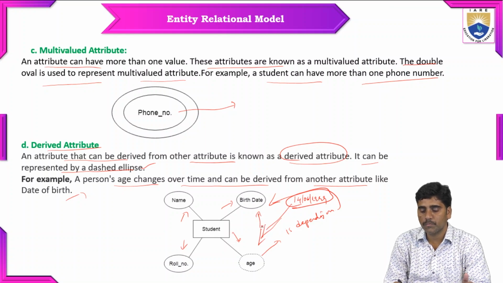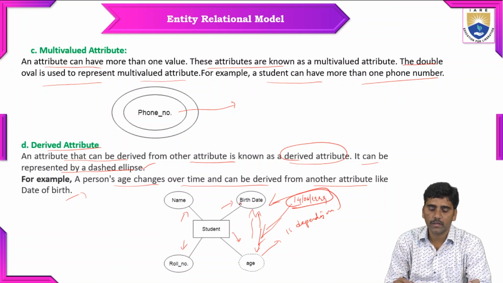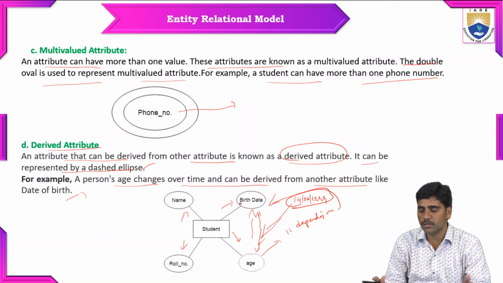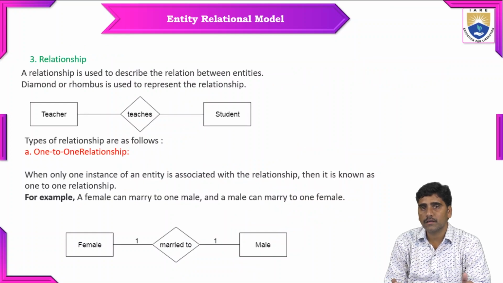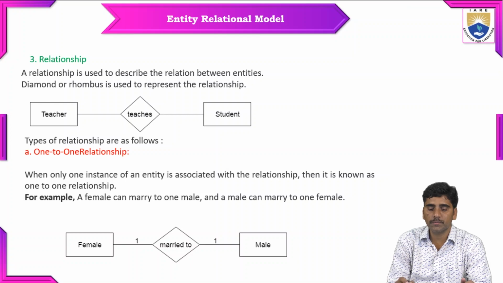So here the age attribute is a dependent attribute, which depends on the birth date attribute. So that is the derived attribute. And next, relationship. So what is a relationship?